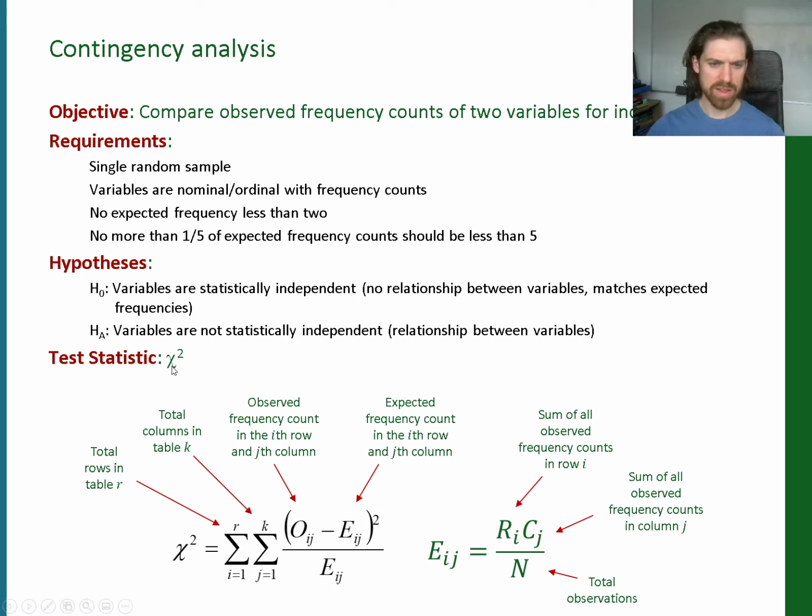So how do we calculate that chi-squared statistic? Well, essentially what we need to do is get the total number of rows, so that's R. We need to get the total number of columns, which is K. And then we need to get the observed frequency counts for the ith row and the jth column. So what do we mean when we say the ith row? Well, just remember that the i is representing a number. So that could be the first row, the second row, the third row, so on and so forth.